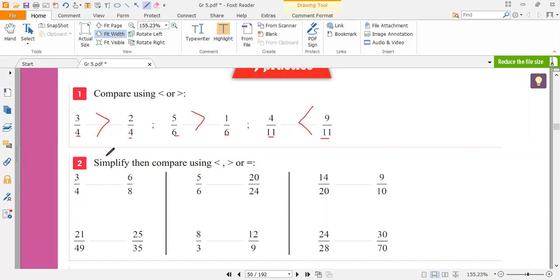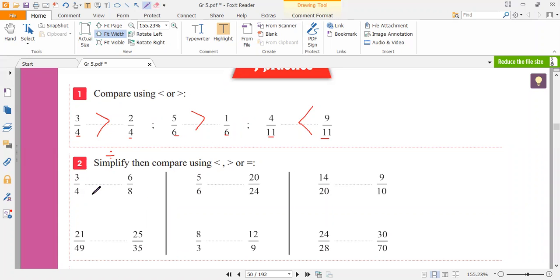Simplify. Simplify means only I can divide. Okay? Then I can compare. So where do I have to simplify? I have to simplify to make an equivalent fraction for the two fractions that don't have the same denominator. Now here 3 fourths and 6 eighths. I don't have the same denominator.